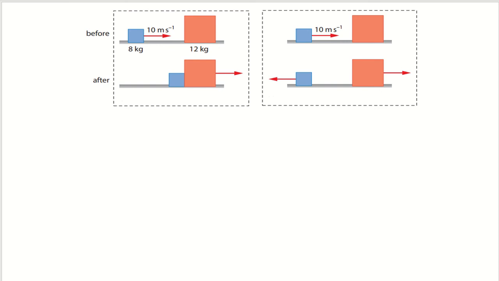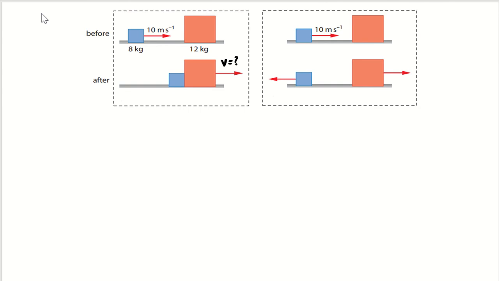So for example, here in the first image, I have two objects that are approaching one another. I have an 8 kilogram object moving at 10 meters per second toward a 12 kilogram object, which is at rest. After that, he's asking me to find the speed after collision of the system of two objects after they stick. In order to solve this, all you have to do is use the conservation of momentum.